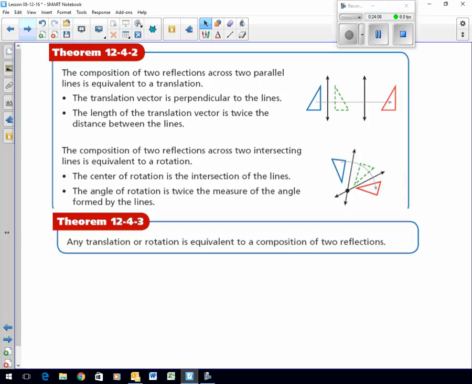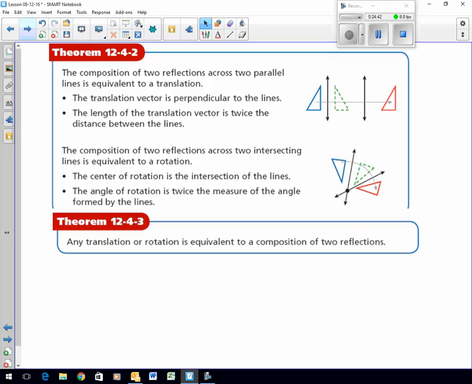These are not things that I'm going to test you on. That's why I'm not necessarily making you write this down. Composition of 2 reflections across 2 intersecting lines is equivalent to a rotation. Center of rotation is the intersection of the lines. Angle of rotation is twice as much as the angle formed by the lines. So, again, 2 reflections, when the lines intersect, it's the same as the rotation. I think these things are easier to visualize than they are to memorize.